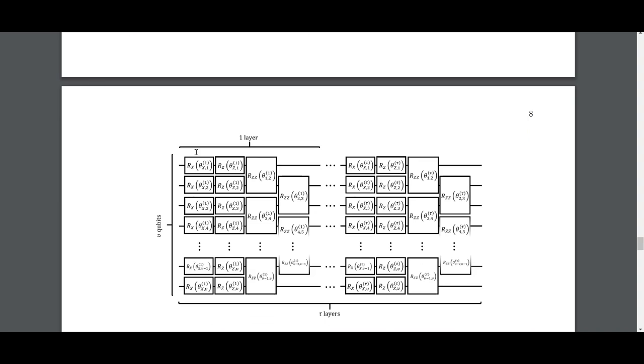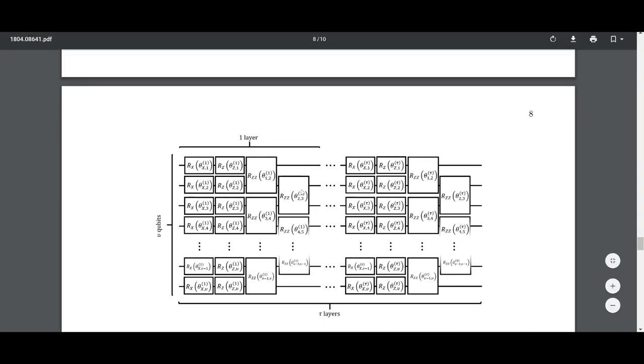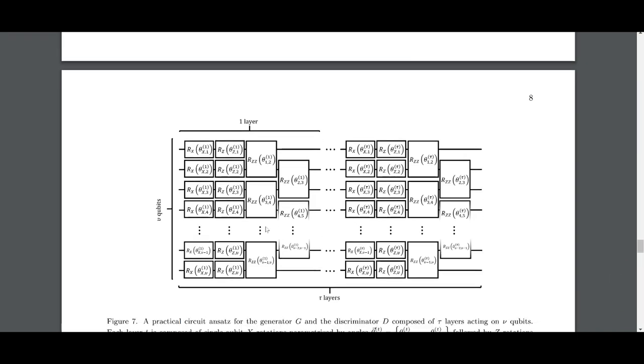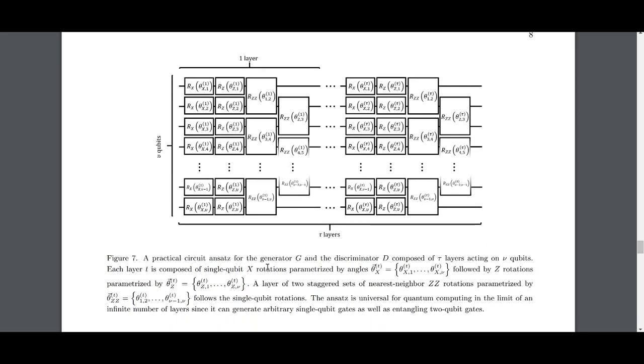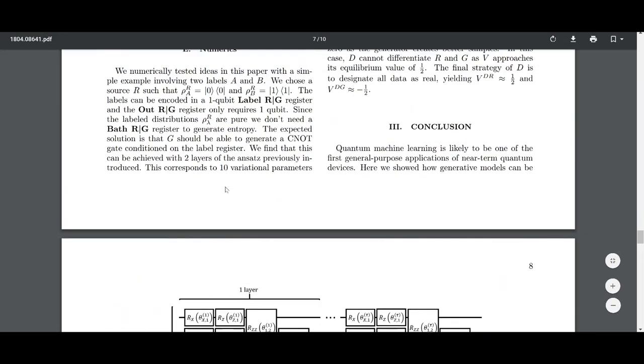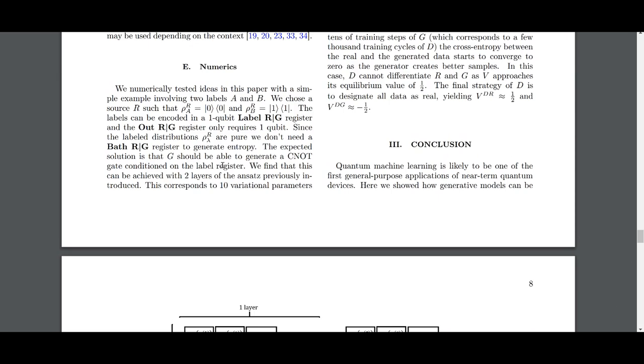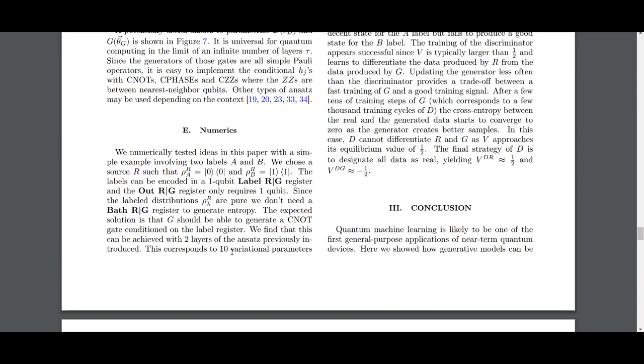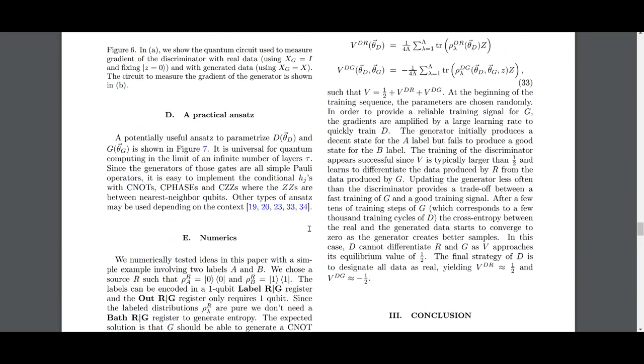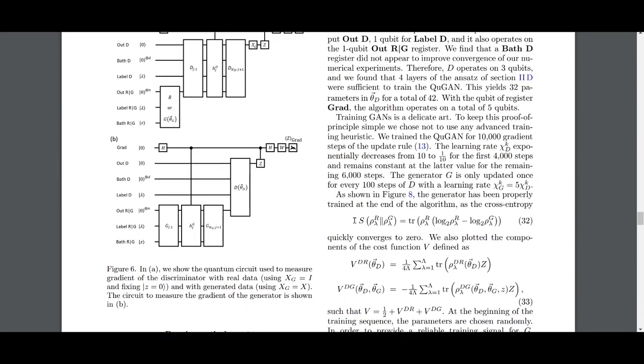So this is the inside of the generator and the discriminator, both following the same pattern, right? For the generator G and discriminator D, decompose in T layers. So it's a generic structure, and with this little example here, you just need a couple of layers. 10 variational parameters. Okay, 2 layers. Let's see what I would implement here.